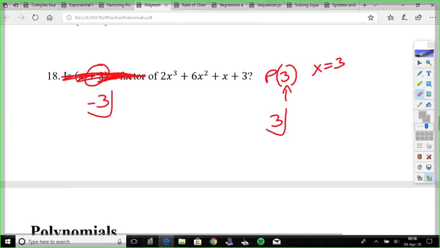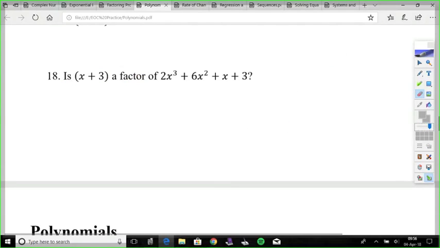But if it's like every other problem where it gives you a binomial, like x plus 3 in this case, or anything like that, then you do change the sign. Okay? If it explicitly says p of a number or x equals that number, you don't. But I don't think that's going to show up, which is why I gave you all of these.